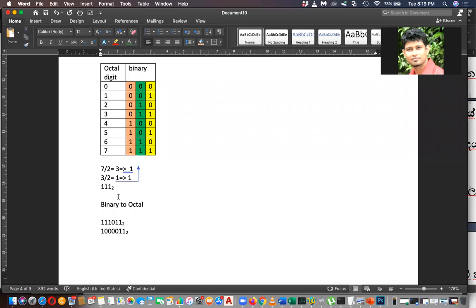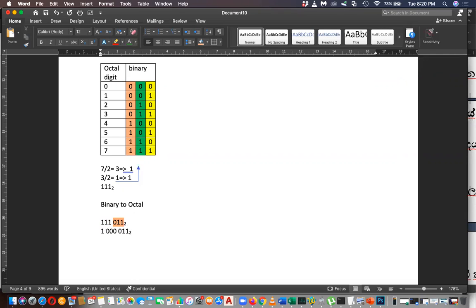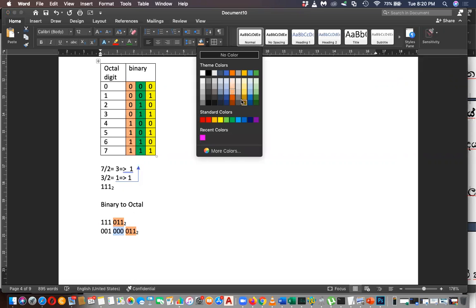Why? What you have to do is separate these into groups of three. Here this is a group of three, and this is a group of three. Here also a group of three. If you don't have a group of three, you have to add zeros to the beginning. Then you have three groups now, and another group of three. That's the only thing you have to do.